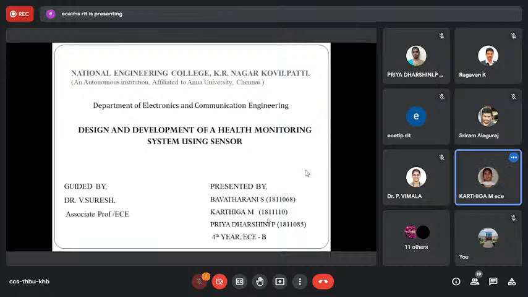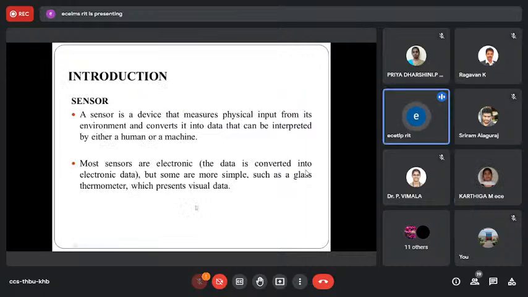Our project title is Design and Development of a Health Monitoring System using sensors. The following slide is presented by Bhavadharni and Priyadharshini. Kartika, your voice is breaking. Next.